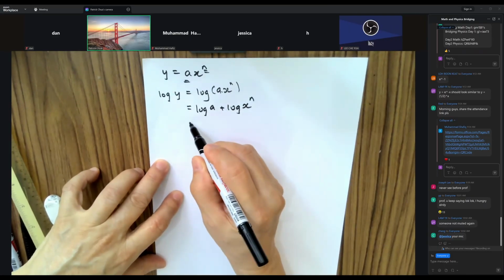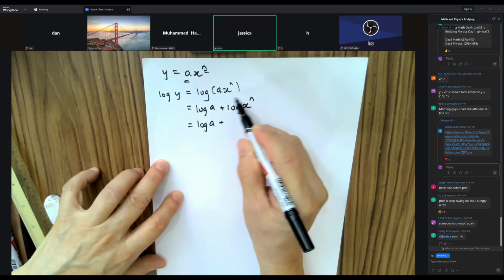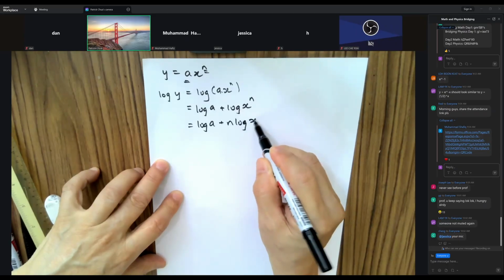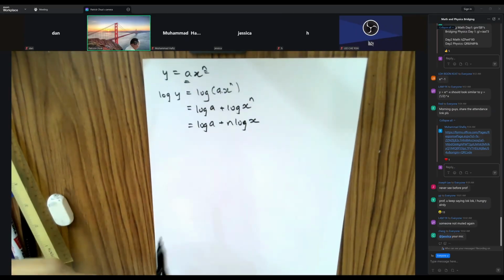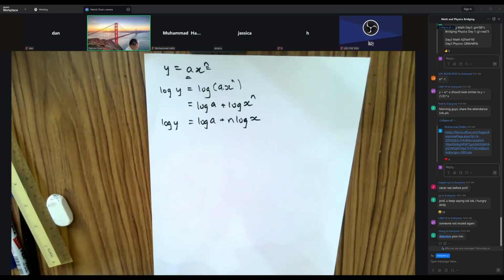This can be rewritten as log A plus, you can bring the N to the front. This is another rule of logarithm, which you will learn later: N log x. So now you have log y is equal to log A plus N log x.